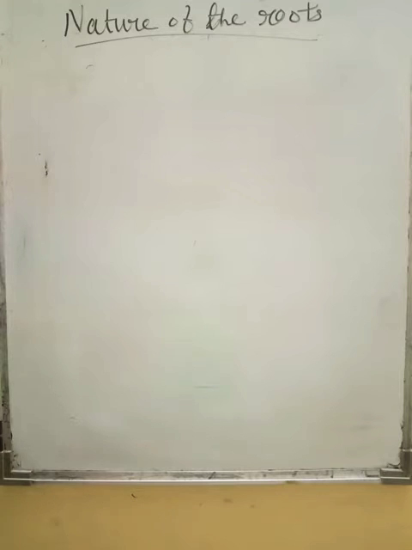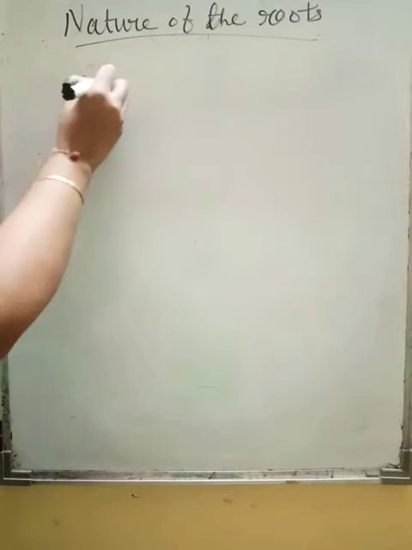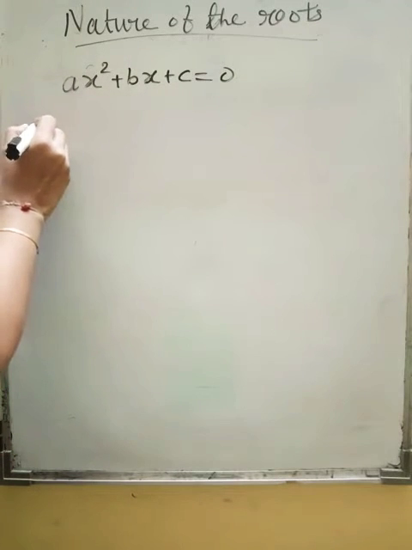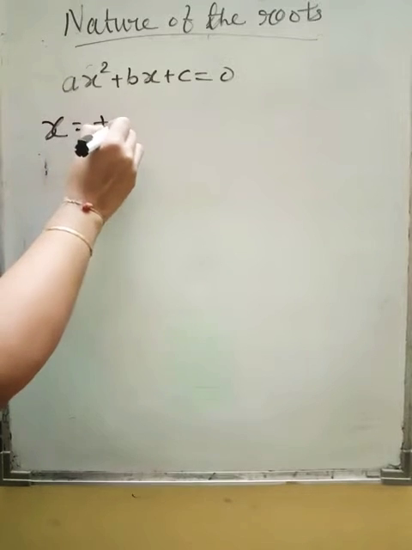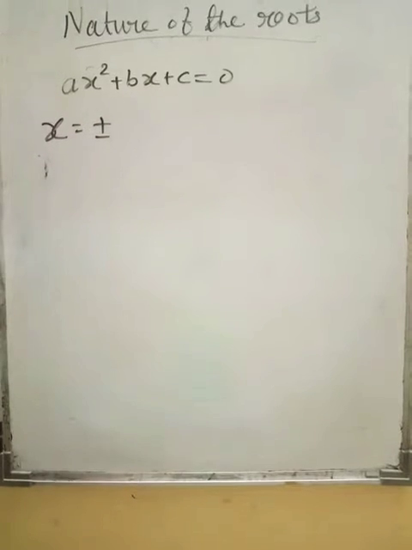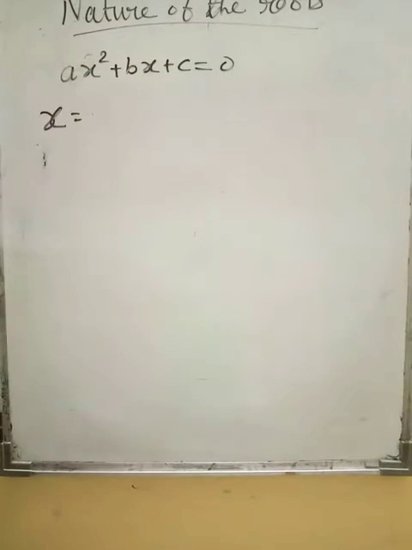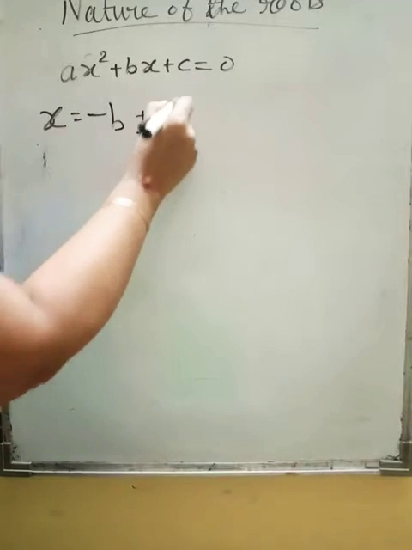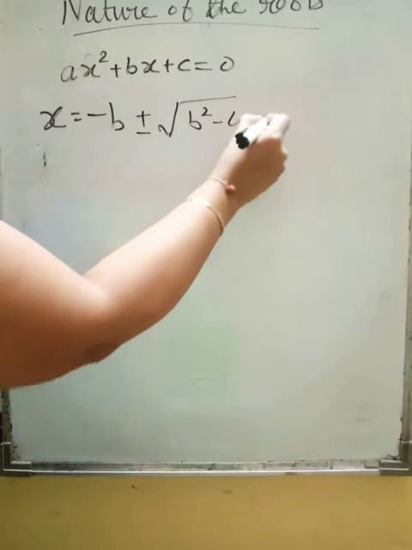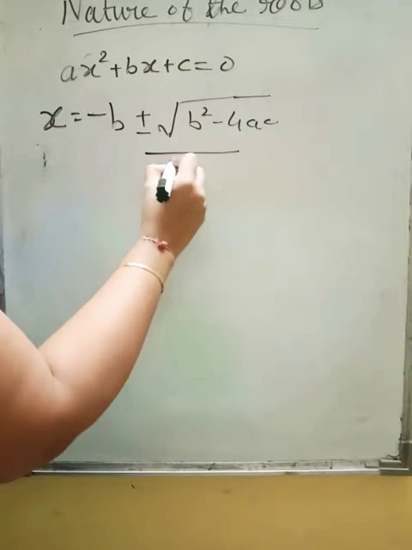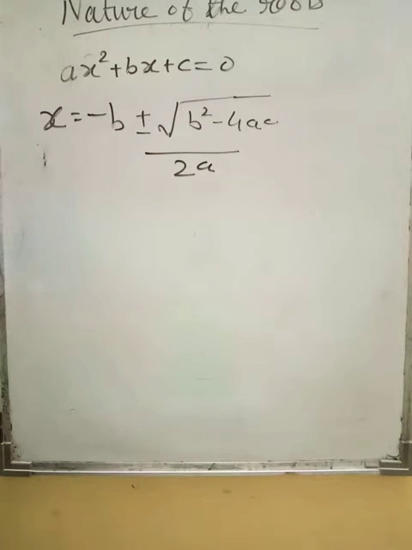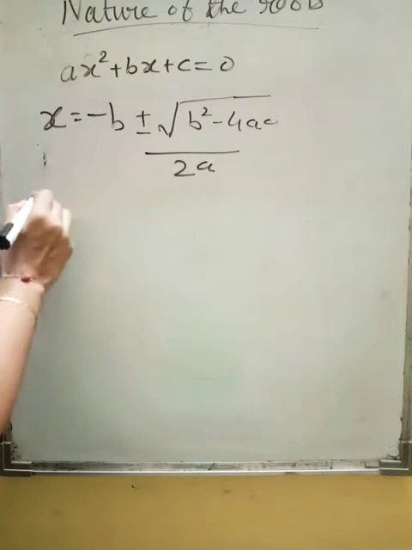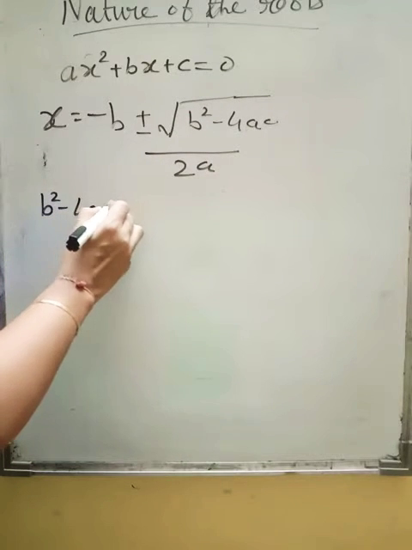We have seen that for the equation ax square plus bx plus c equal to 0, the roots are x equal to minus b plus or minus square root of b square minus 4ac upon 2a. Now children, let us concentrate on this part: b square minus 4ac equal to 0.